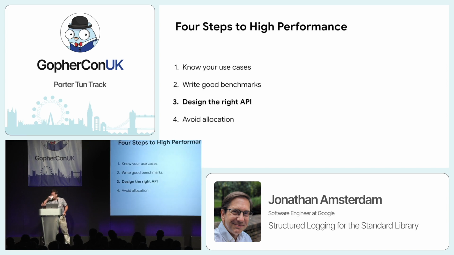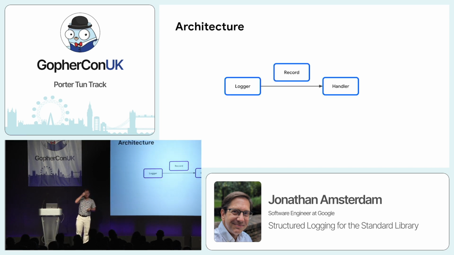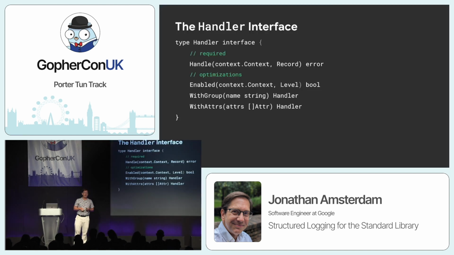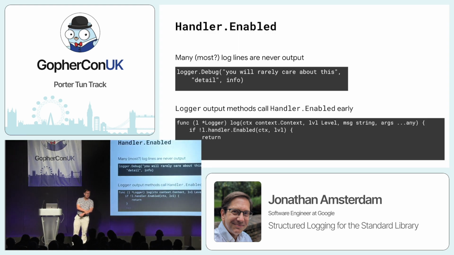Now let me talk about API design, specifically the design of the handler. So as I said, the logger creates a record and calls the handle method on the handler. So the handle method then is really the only important method, and the other three must be optimizations, which indeed they are. So let's talk about enabled first.